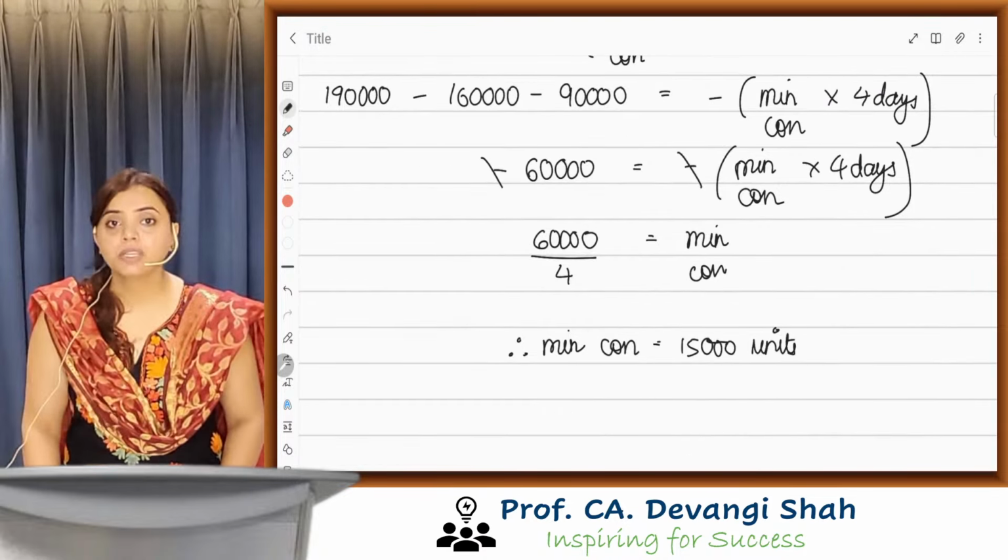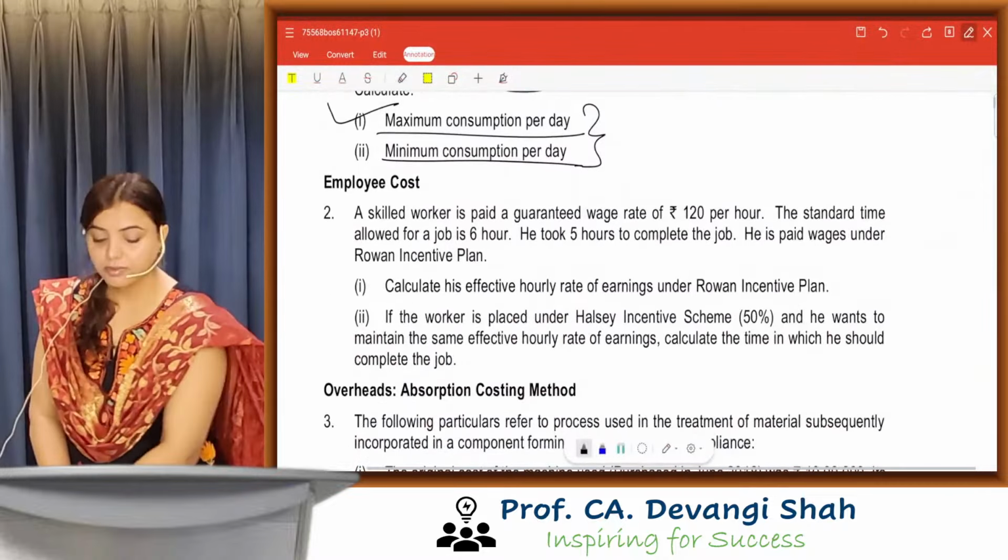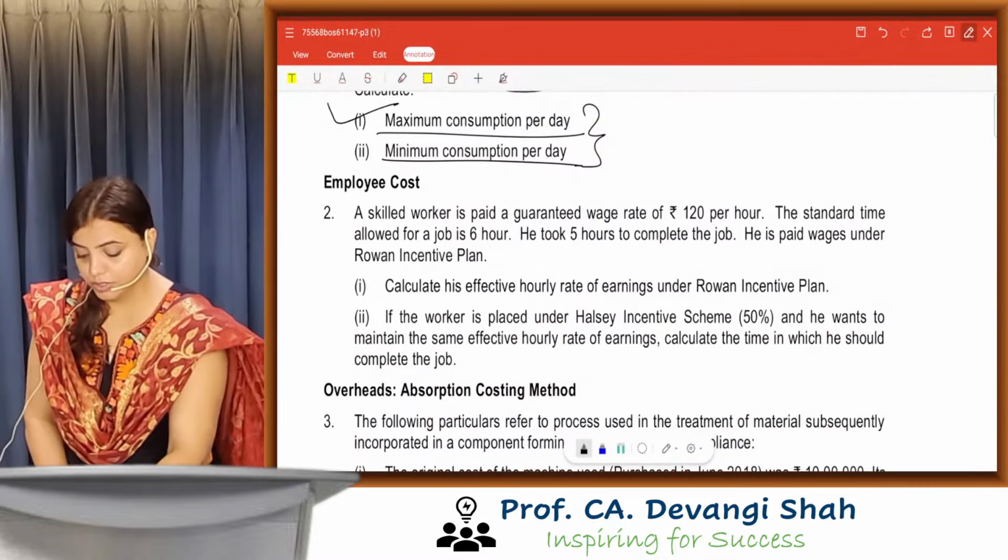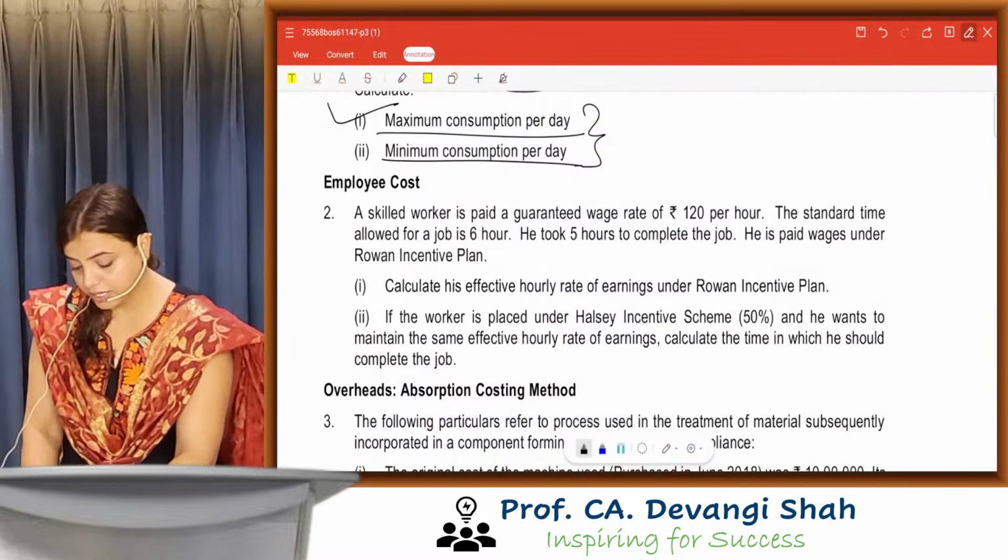Now let us go to the next sum. It is about the next chapter, employee costing. That is, we call it labor costing. Let's read the question.